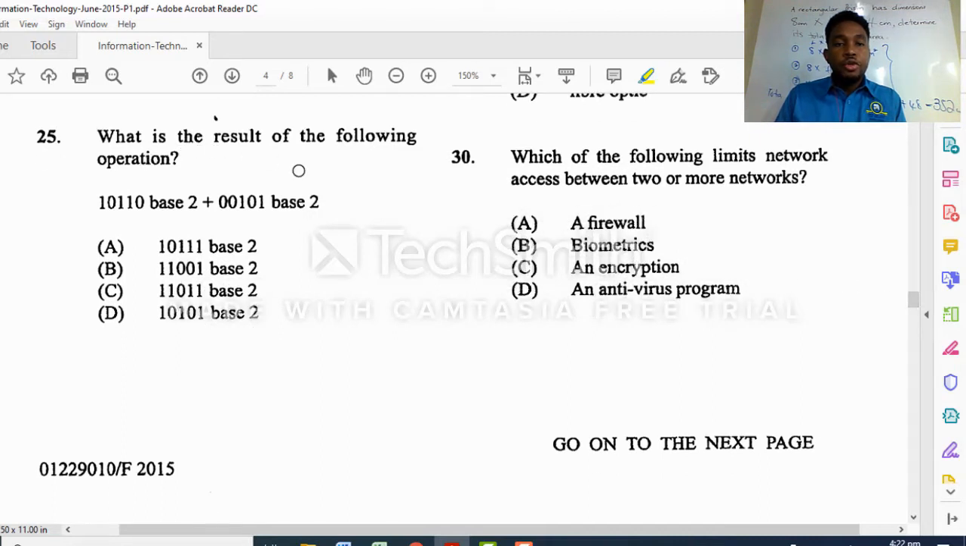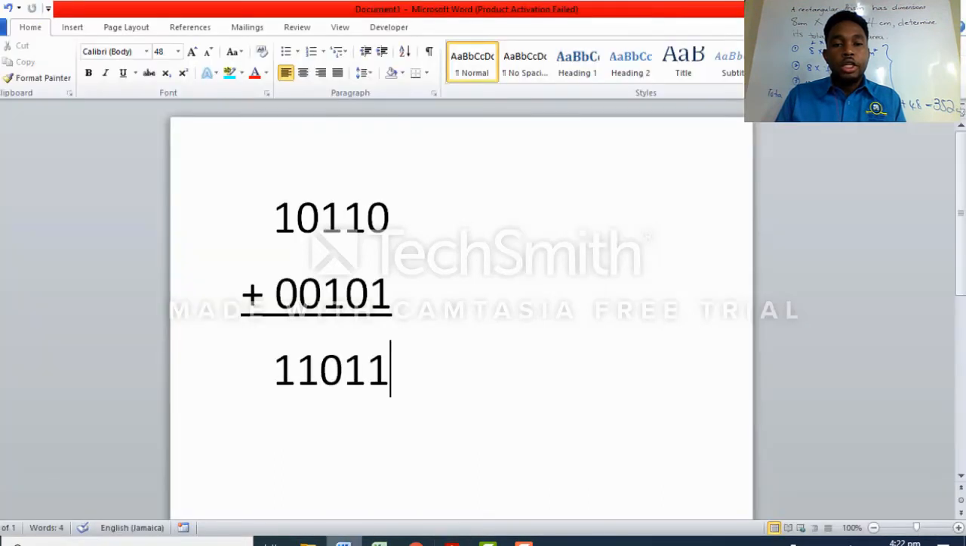It says, what is the result of the following operation? 10101 in base 2 plus 00110 in base 2. So we're going to add this up. So let me just show you a little addition here. It says 1 plus 0 gives you back the 1. 1 plus 1 is 2, and 2 in binary is 10.